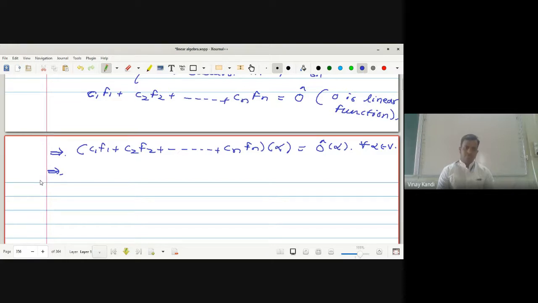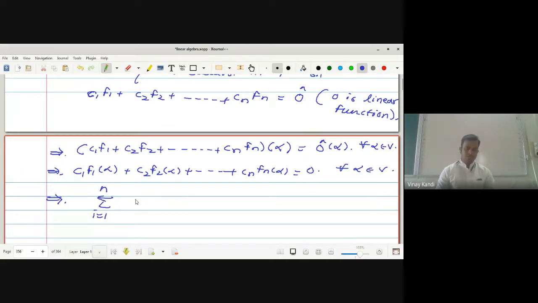This implies, since this forms a vector space, what will this become? It will be distributive. Okay, it will apply on each functional. C1 F1 of alpha plus C2 F2 of alpha plus up to so on Cn Fn of alpha. And 0 of alpha is what? The zero linear functional gives 0, for all alpha belongs to V. So this implies summation i running from 1 to n of Ci Fi of alpha is equal to 0 for all alpha belongs to capital V. Any doubt up to here?